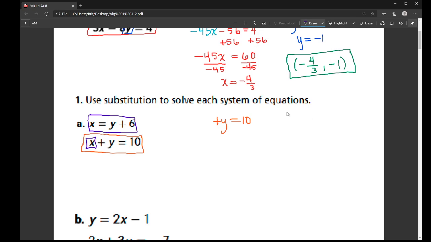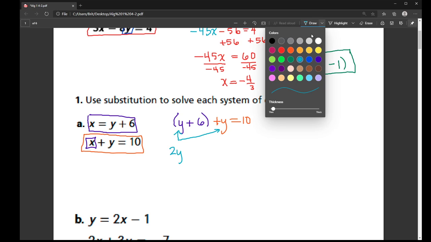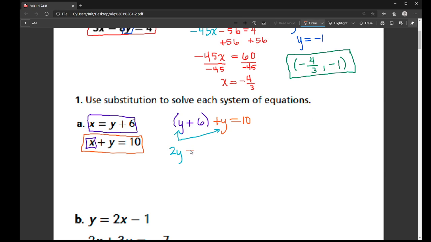And remember, when you substitute, you need to make sure that you always plug in with parentheses. So that x is now y plus 6. Now I'm going to collect my like terms. I have y and y. Together that makes 2y, plus 6 is equal to 10. So I'm going to subtract 6 from each side. So I get 2y is equal to 4. And then if I divide by 2, I get y is equal to 2.